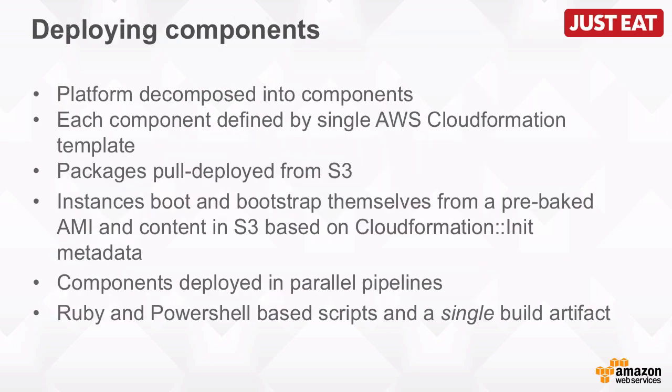With a large development code base, we've split our platform out into components which are deployed separately. You can have parallel deployments of several components at once. Each component is defined by a single CloudFormation template which contains everything that component needs. The actual build artifacts come from S3 and an instance will bootstrap itself using CloudFormation Init using a pre-baked AMI. This works really well with scaling out as well. Everything we need is available in one artifact.